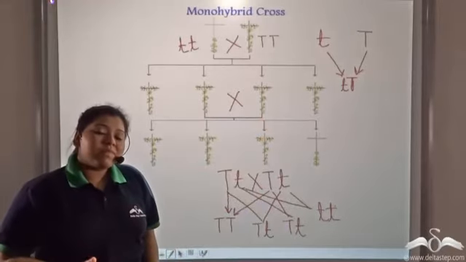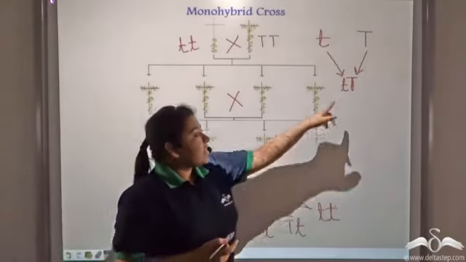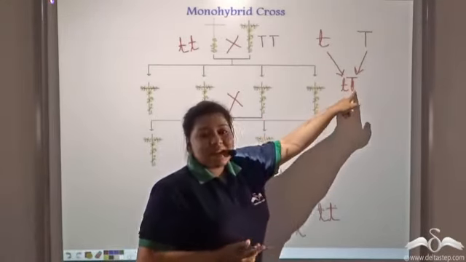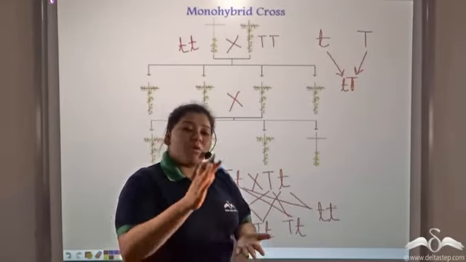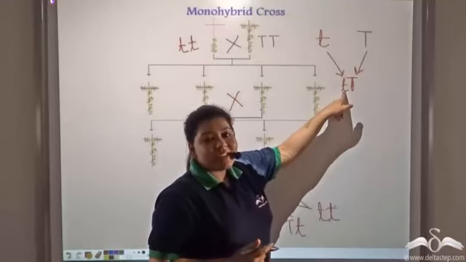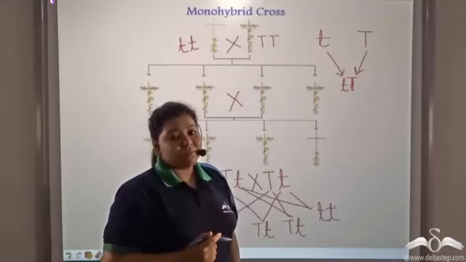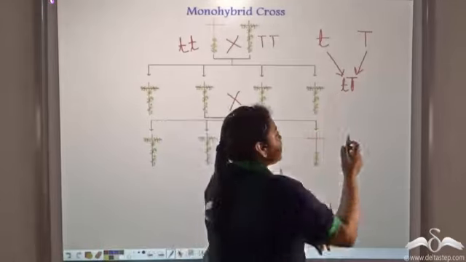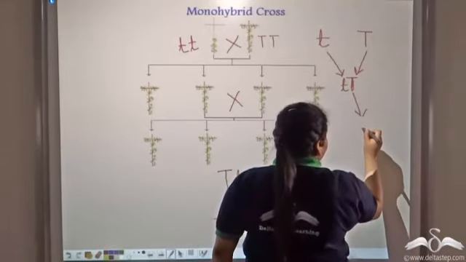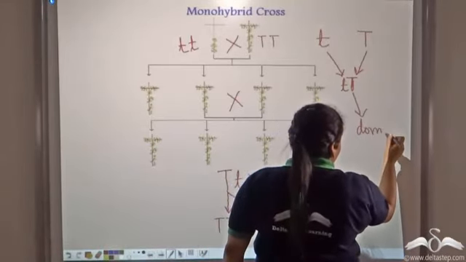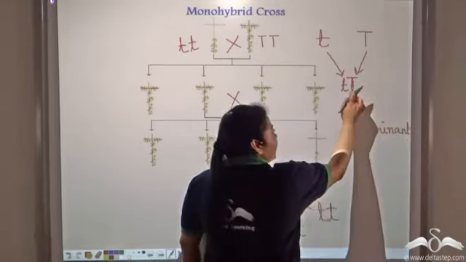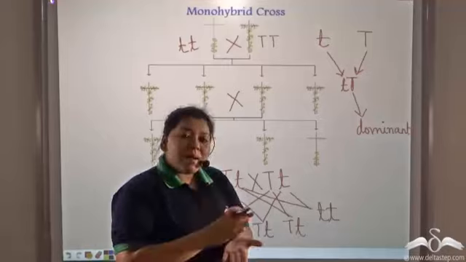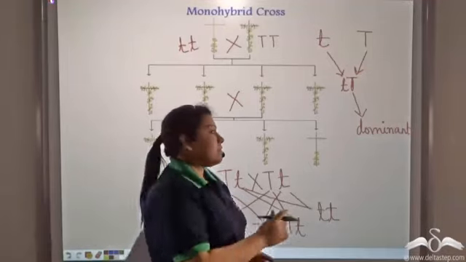So he came up with this idea that this factor, which determines the tallness of the plant, must have been dominant over small t, which gives the dwarfness of the plant. So this is dominant over this factor, which is submissive or recessive.